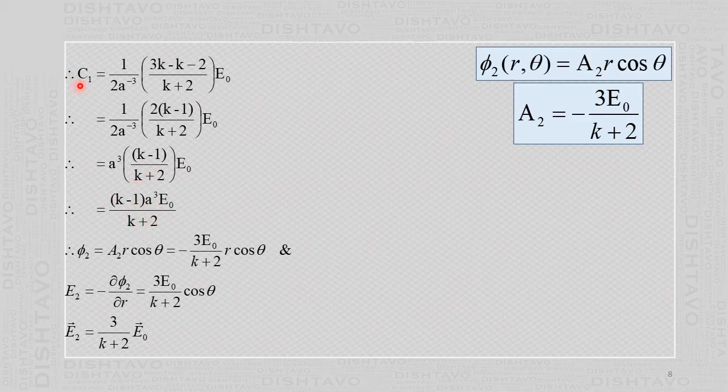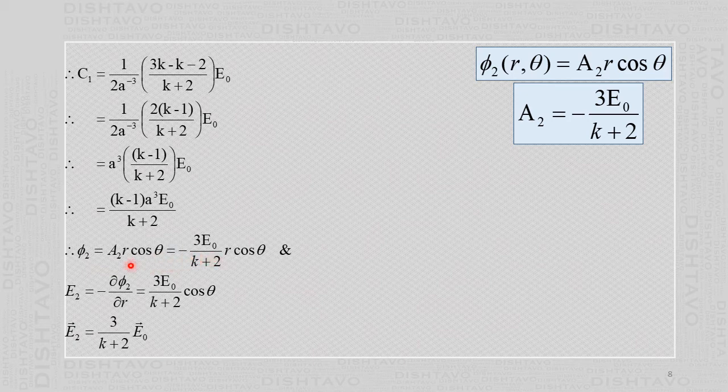That is C1. Now take this equation phi 2 r theta equal to A2 r cos theta, then substitute the value of A2, you get this. So this is the potential inside the dielectric, and that is what we want to find out, the potential inside the dielectric.